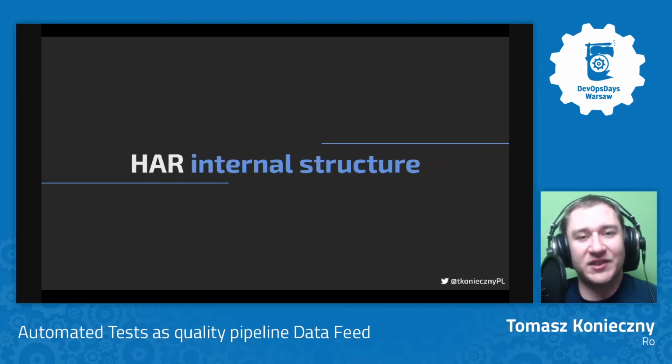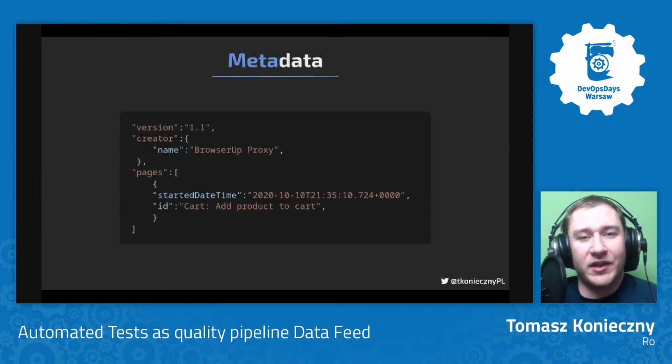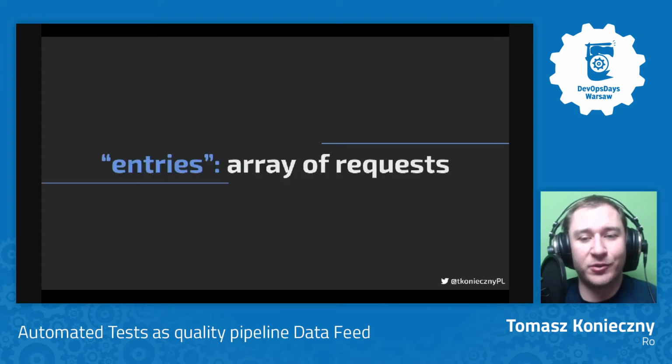So let's see what's inside these HAR files. Let's see this internal structure. So at the beginning, we have metadata. So for example, which software was used to create this file, in this case, browser proxy. We'll have start date time, so when this file was created. And we'll have ID, so that's this custom name we passed here, cart add product to cart, because that's the test name that was executed. And then we'll have just one more thing, entries, and that's basically the huge array of requests and corresponding responses.